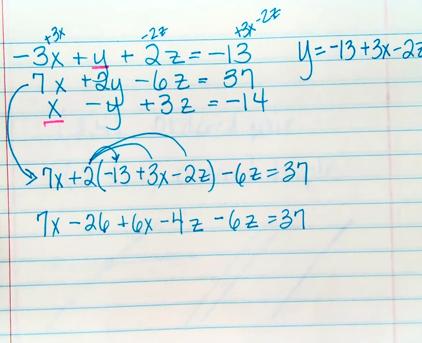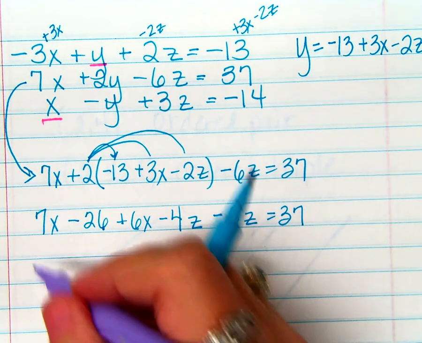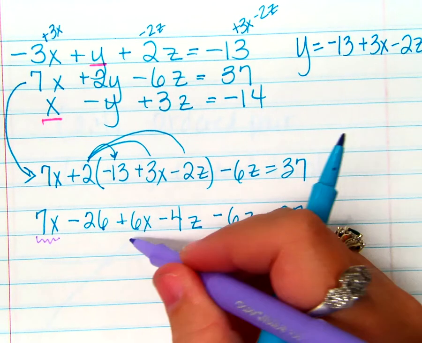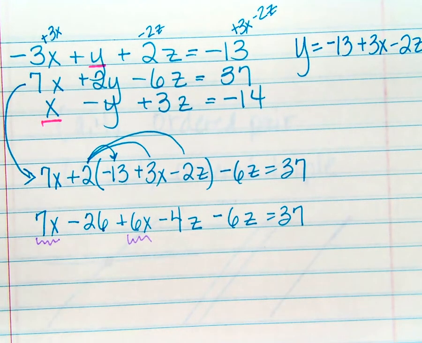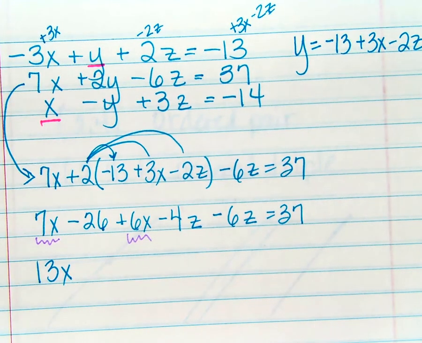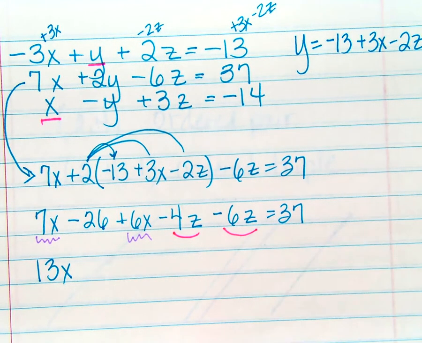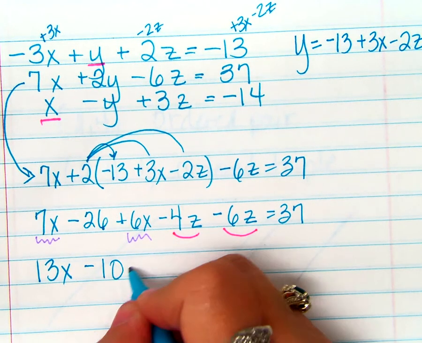Now what? I want to combine my like terms. I've got a 7x here and a 6x here. What does that give me? 13x. I've got a negative 4z here and a negative 6z here. What does that give me? Negative 10z.